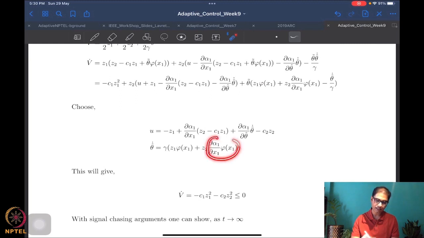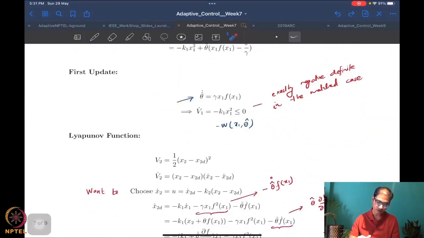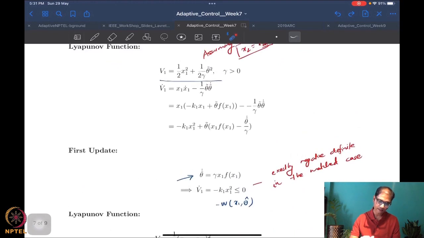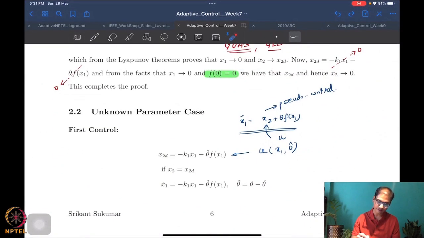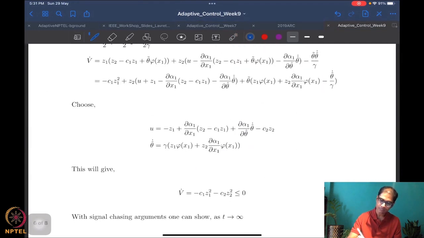Okay, this term is exactly the same because if I look at what was alpha 1 here, let me try to evaluate in that sense. So alpha 1 was exactly this guy. Okay, so I can mark this as my alpha 1, right? So I will write it as such. In week 7, alpha 1 was actually minus k1 x1 minus theta hat f x1.